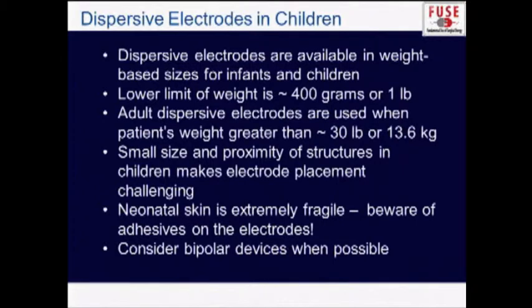We've talked a lot about dispersive electrodes. These are available in weight-based sizes for infants and children, and the lower limit is going to be about 1 pound or 400 to 500 grams. When people get above about 30 pounds or 13, 14 kilograms, then you can start to use the adult-sized dispersive electrodes, and there are usually pediatric versions for the weights in between. The size and the proximity of structures in children make that electrode placement challenging. And keep in mind that neonatal skin is extremely fragile, so you have to be very careful with the adhesives on the electrodes.